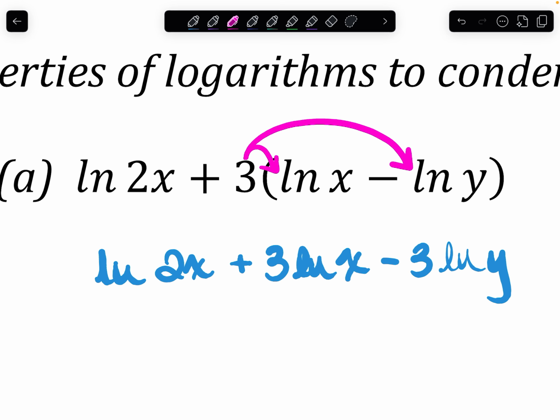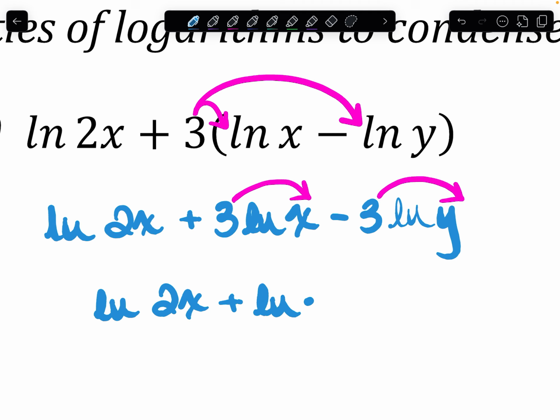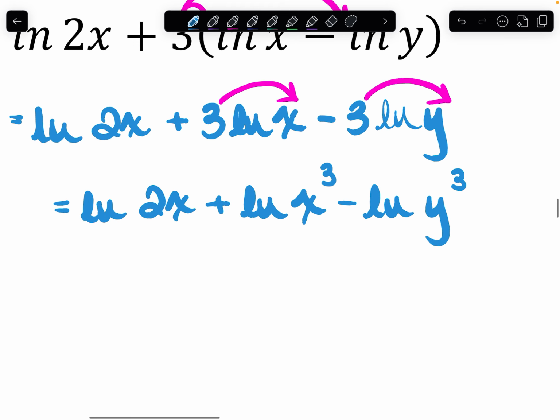Now I can put the individual exponents back, so nothing on the ln of 2x. The 3 is going to go back to the x, and then this 3 is going to go back to the y. So natural log 2x plus natural log x cubed minus natural log y cubed. Once you get your exponents back, then we can do 1 ln. I see pluses and minuses, so I'm going to make a division bar. Anytime it's pluses and minuses, you've got stuff on the top and the bottom.